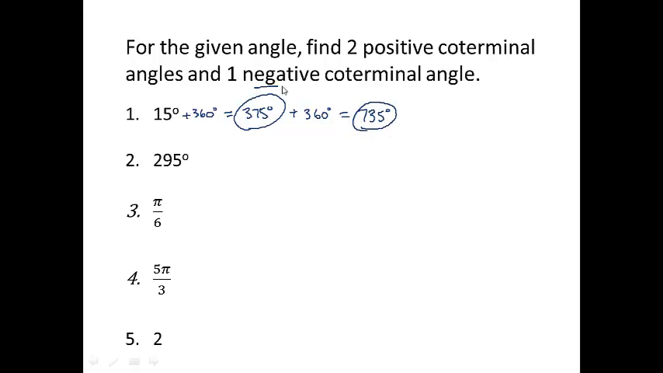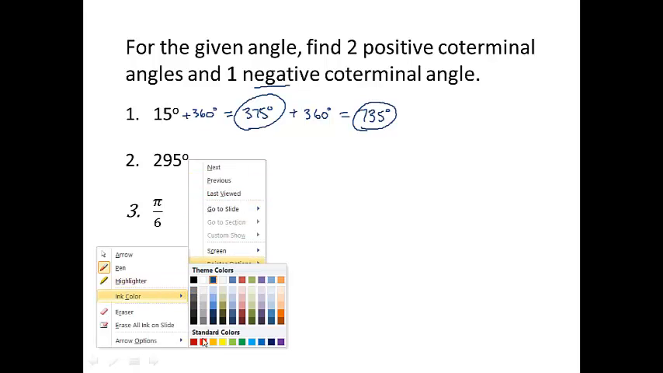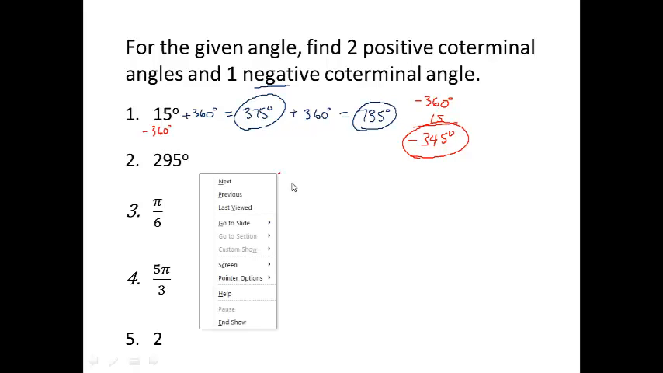Okay, and now we want a negative one. We're going to subtract 360 degrees from 15 degrees, and we're going to get negative 345 degrees, because negative 345 plus 15 is 360. So there are my 3 angles.